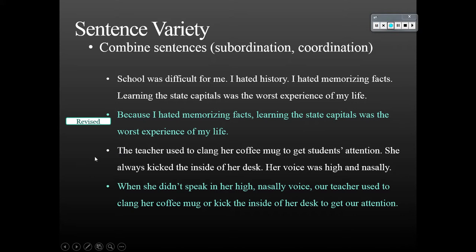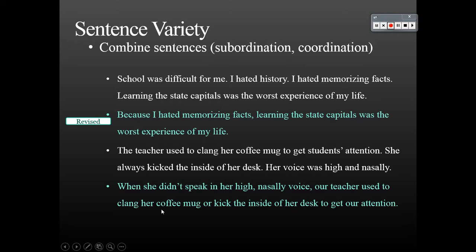The next example is: The teacher used to clang her coffee mug to get students' attention. She always kicked the inside of her desk. Her voice was high and nasally. Once again, three very short, choppy sentences. This is subordination and coordination. So, when she didn't speak in her high nasally voice, this is a subordinate or dependent clause.